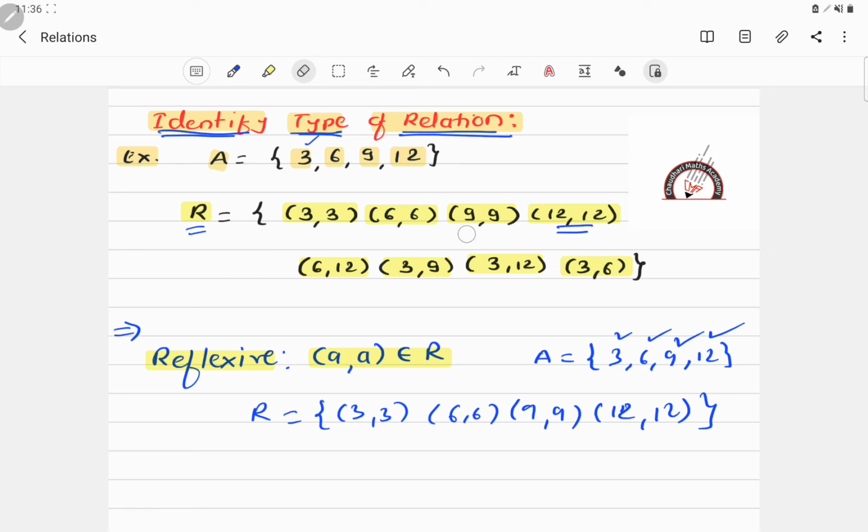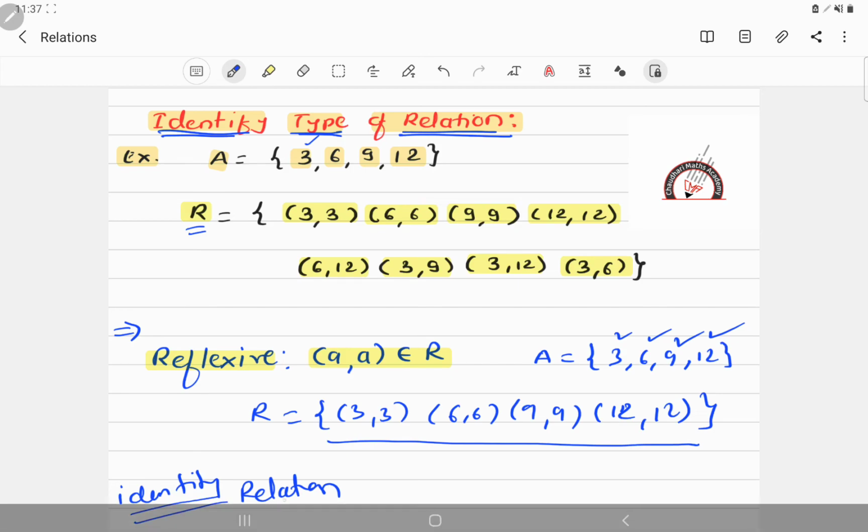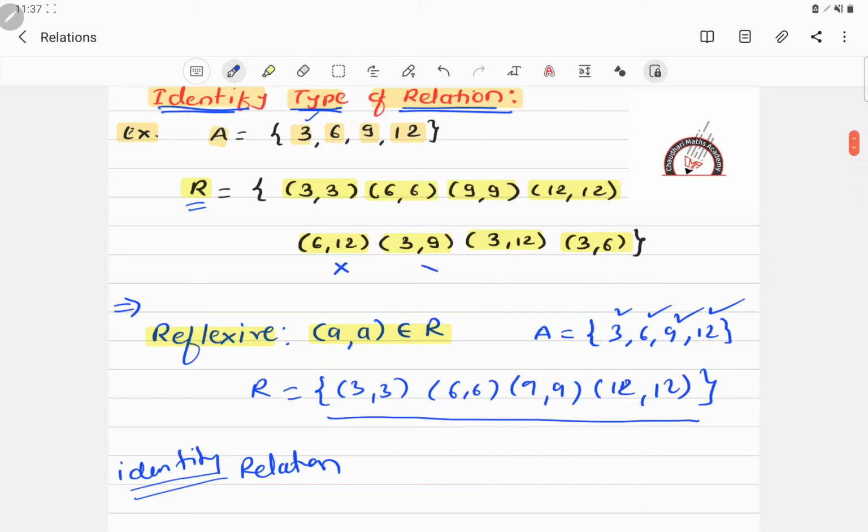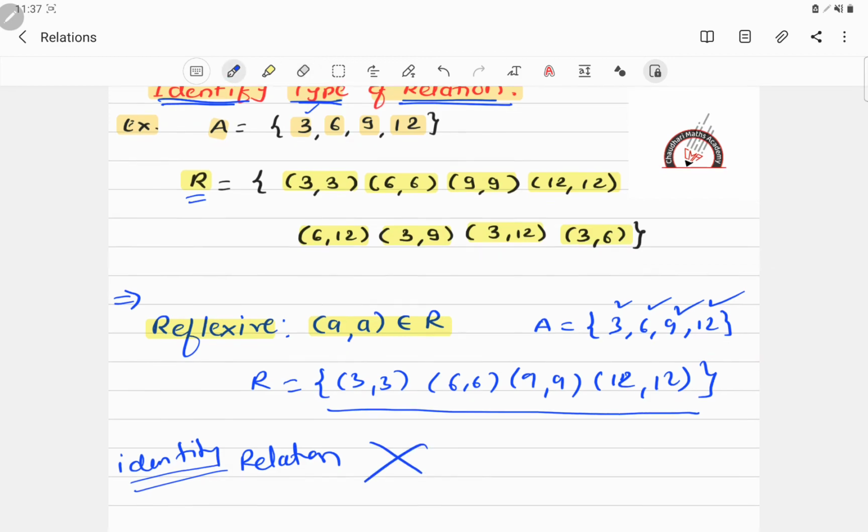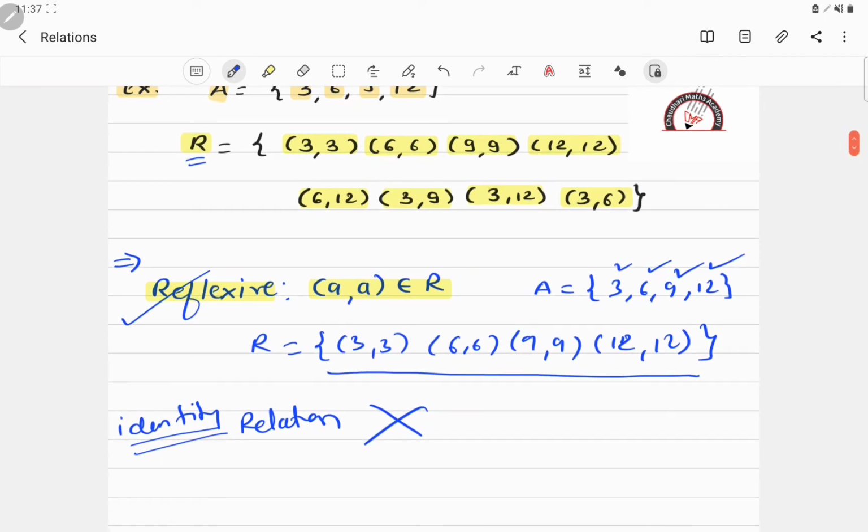But friends, this is not an identity relation. So ask yourself, why is this not an identity relation? This is not the only sufficient criteria, but for the identity relation, no extra elements are allowed under that relation. Since a few more ordered pairs are present in this relation, therefore this is not an identity relation. So friends, this is not an identity relation, but definitely it is a reflexive one.